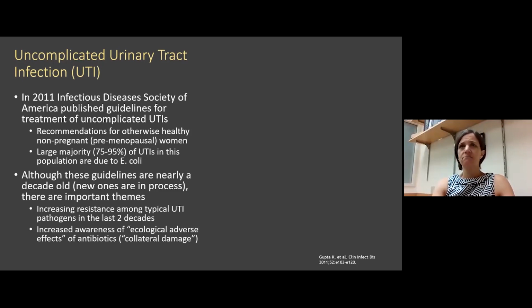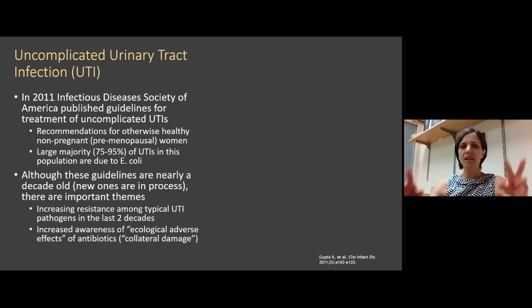These guidelines are almost a decade old at this point, and new ones are in progress. So why am I talking about them? Well, these are really good guidelines because they have some really important themes. One of them is that there's been increasing resistance among typical UTI pathogens in the last 2 decades that we think about. And the other is that they really focus on this concept of ecological adverse events from antibiotics. What does that mean? That means that we manipulate people's fecal microbiota profile when we give them strong antibiotics for sort of simple UTIs.